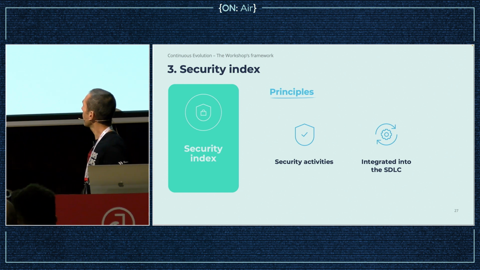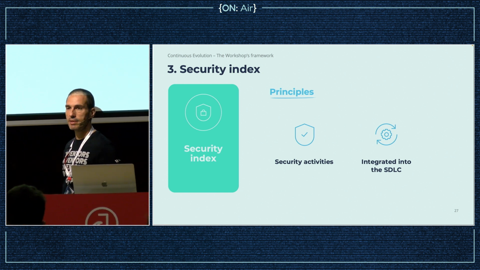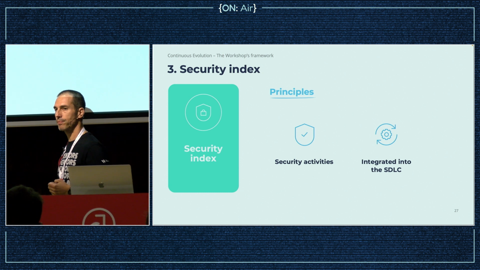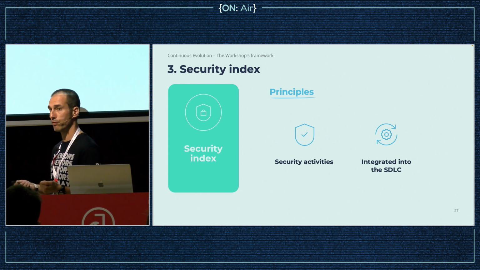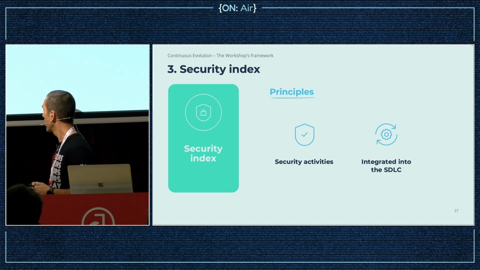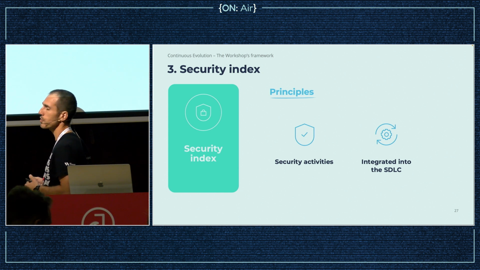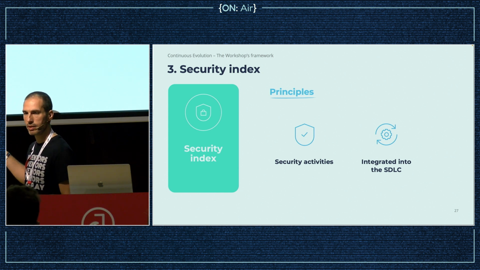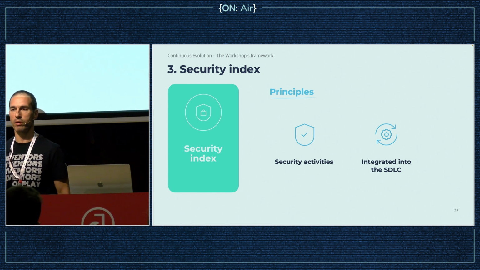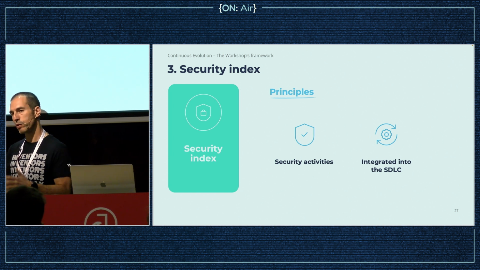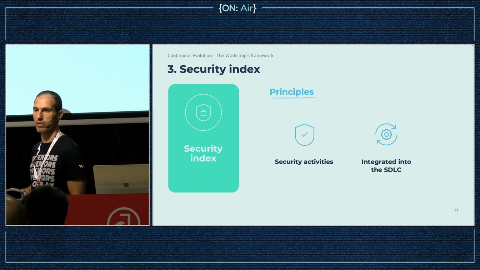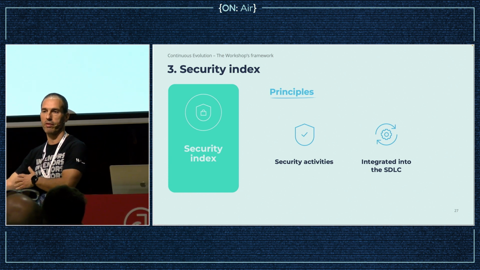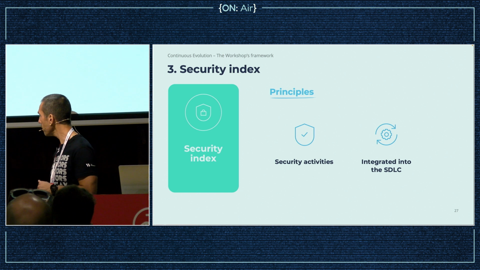Third function is the security index. Security is key for us because the damage any threat or any vulnerability can create is very impactful to our business. For that reason, we want to make sure that we are running security activities, things like threat modeling or security testing, but not just in isolation, but as part of our software development lifecycle. So we do threat modeling during the design phase, for example.